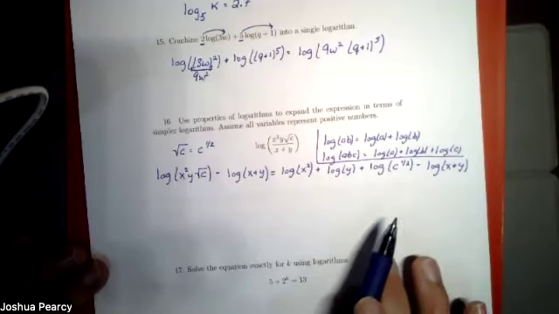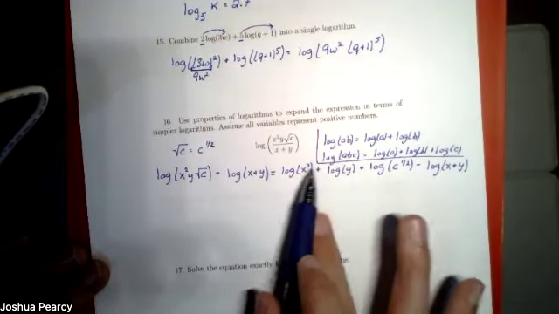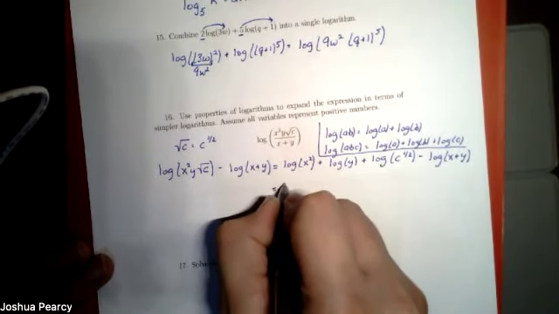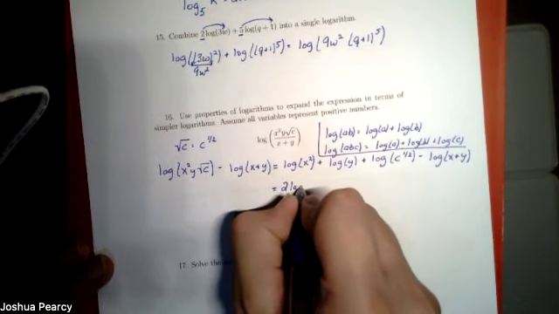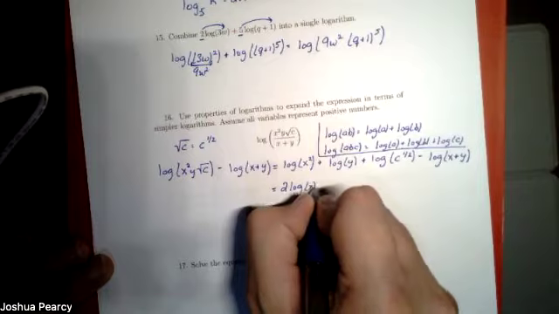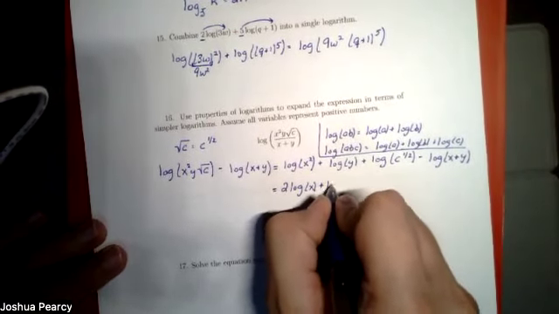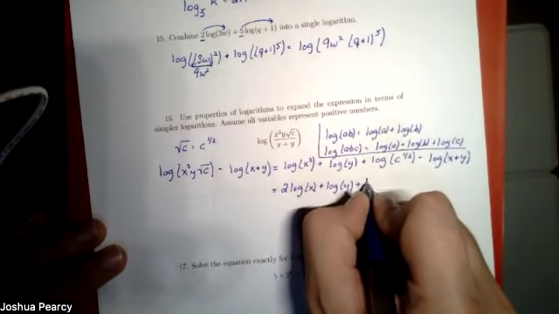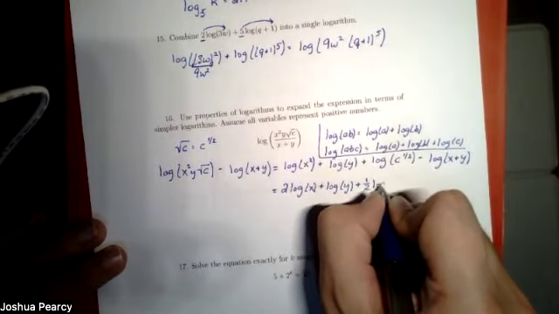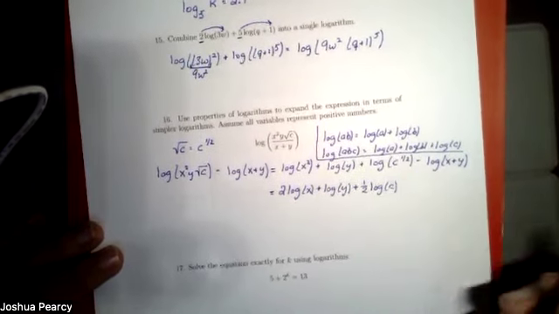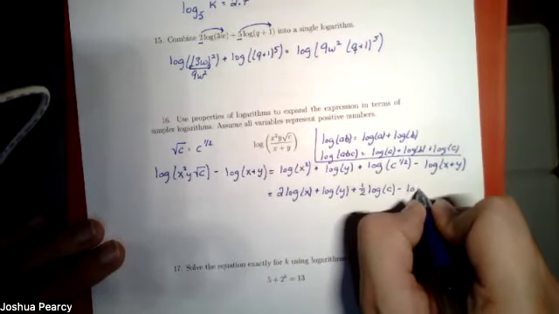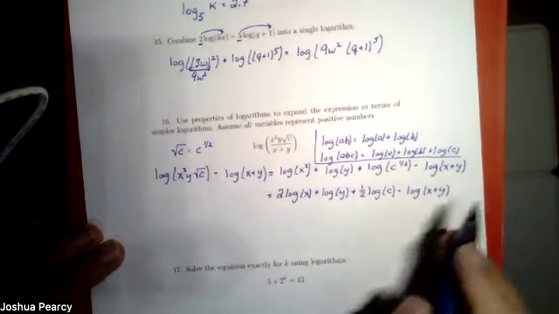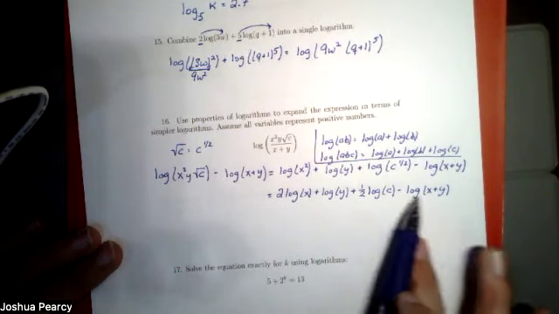Now the last step here is that we have exponents inside these two logarithms. Let's bring those exponents out front. So this would be equal to 2 log of x plus log of y, then plus 1/2 log of c, and then minus log of x plus y. And this is the final expanded form we have here.